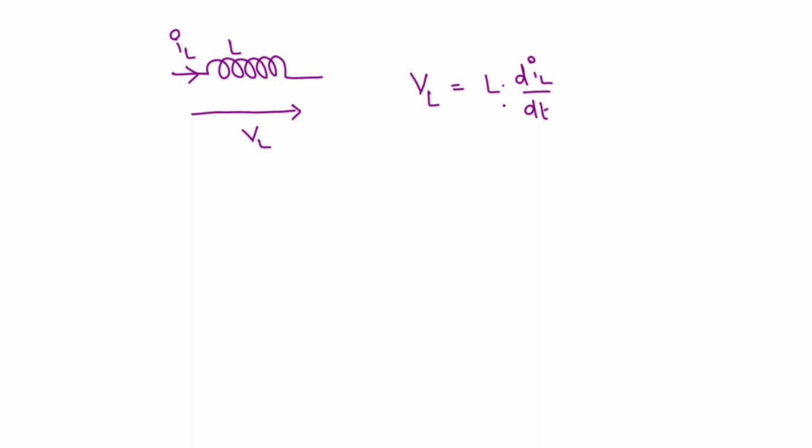So here observe carefully. Here the current I_L is an integral causality. I_L is equal to 1 by L integral V_L dt. So the V_L will go inside. So this function is called the integral causality.